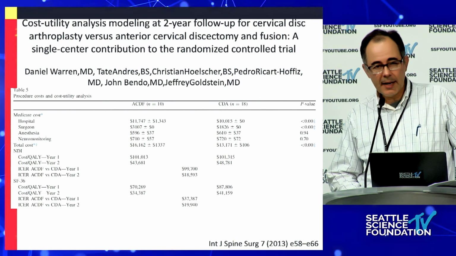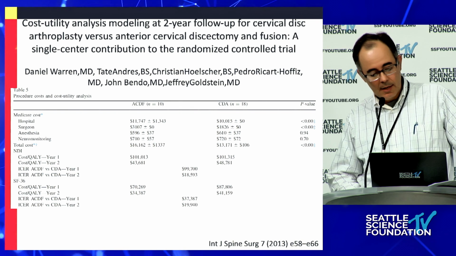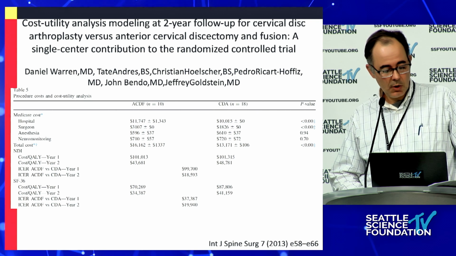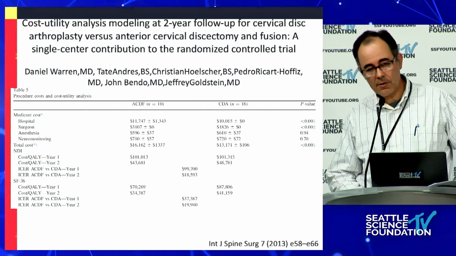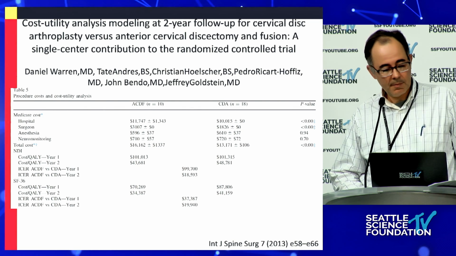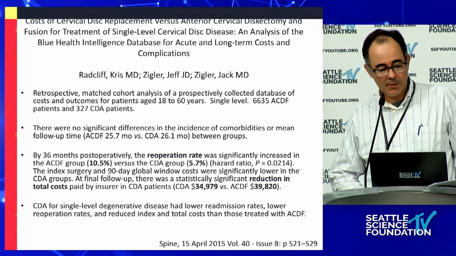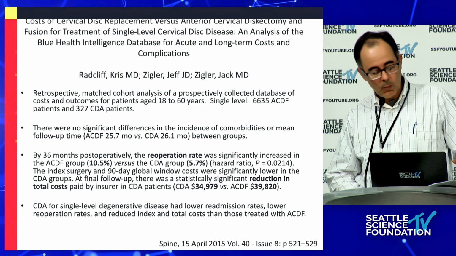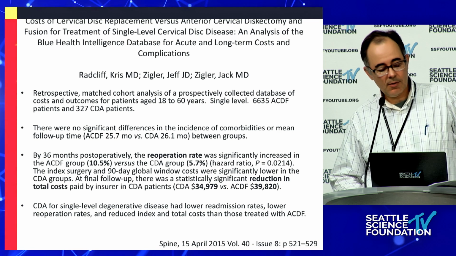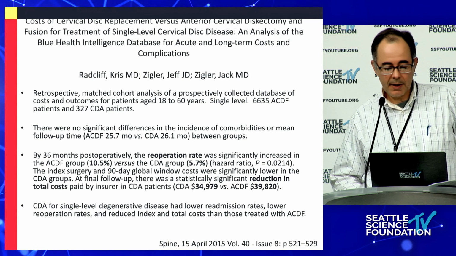Looking at it from a different perspective in terms of cost utility, there is an incremental cost effectiveness ratio that shows that arthroplasty is more cost effective than fusion. This primarily has to do with the reduced reoperation rate. Another evaluation of cost effectiveness from a retrospective analysis of the costs of the Blue Health database, just showing that there's a reduced cost in arthroplasty when compared to ACDF.